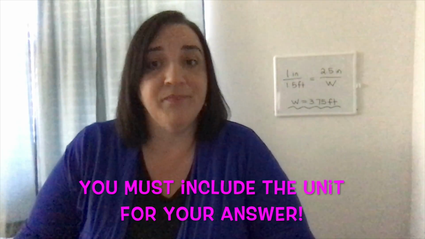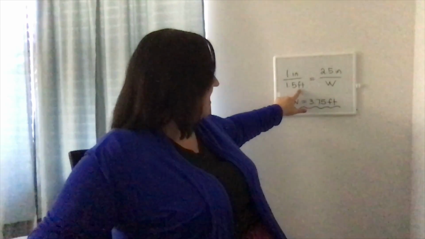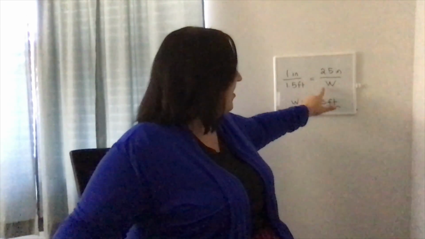Okay, now you've done the math, and I'm sure you got 3.75. And it is not enough to say that W, or the question mark, in this case it tells you the variable is W, equals 3.75. 3.75 what? Again, it's really easy to know what to write because I've got feet here. This missing value that I'm looking for also needs to be feet. So get in the habit, make sure that you're writing your units every single time you set these up.